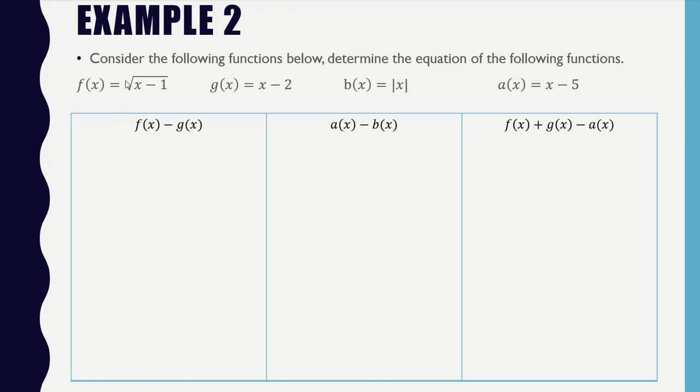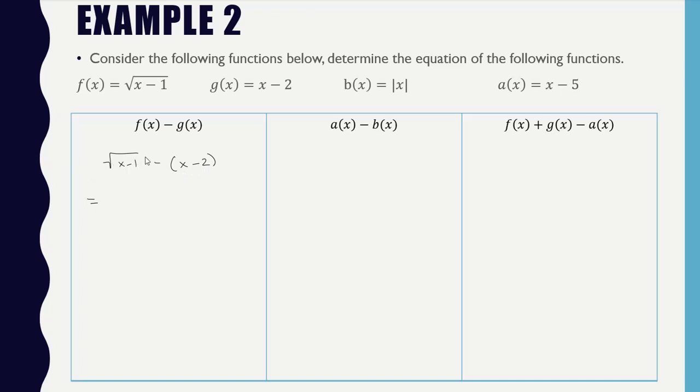So we have some different functions, f of x, g of x, b of x, and a of x. And we want to determine the equation if we subtract them or possibly add them. So f of x is equal to the square root of x minus 1, and g of x is equal to x minus 2. Now this is subtraction, so I'm going to put a bracket there that will matter.